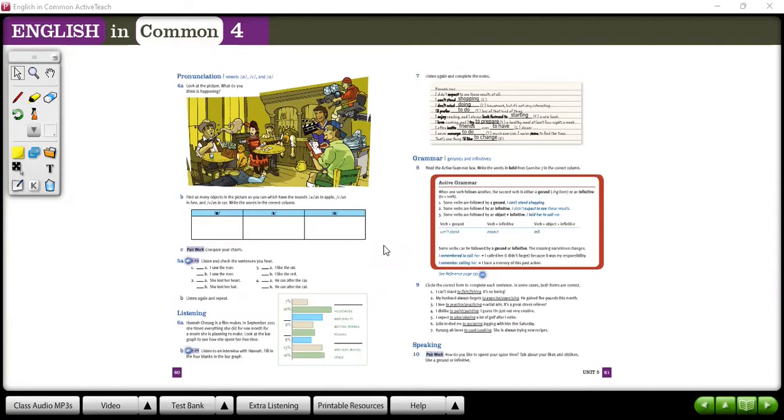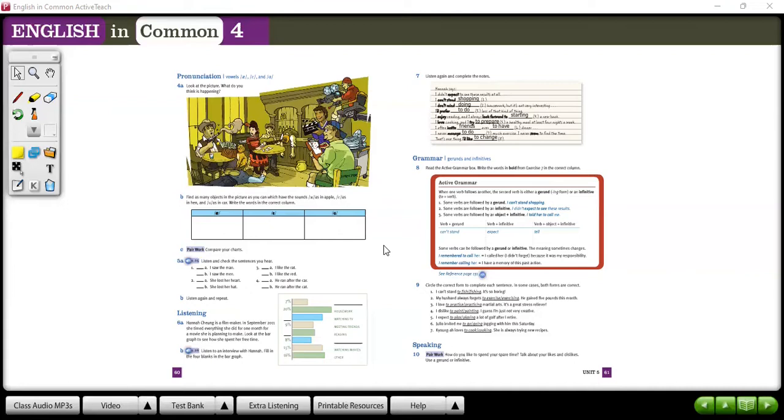So in today's lesson, we're gonna talk about verb patterns. In English, when we have two verbs in a sentence and we use two verbs together, we need to follow some rules, okay? So we're gonna see today that some verbs are followed by the ing or the gerund, and some verbs are followed by the infinitive.